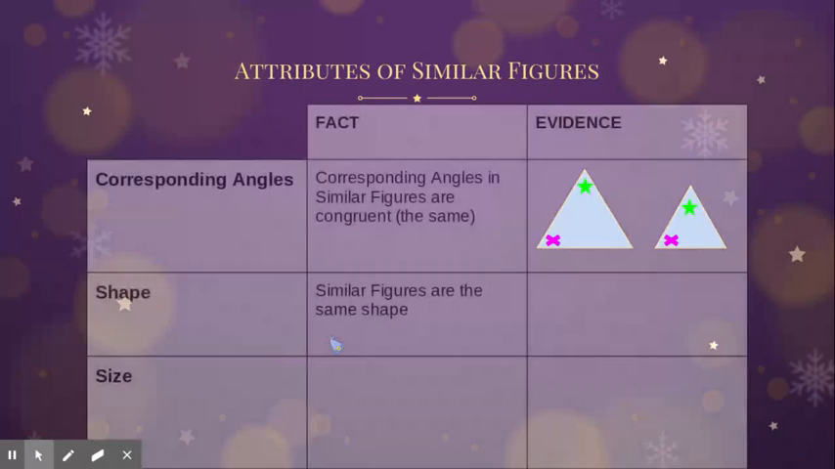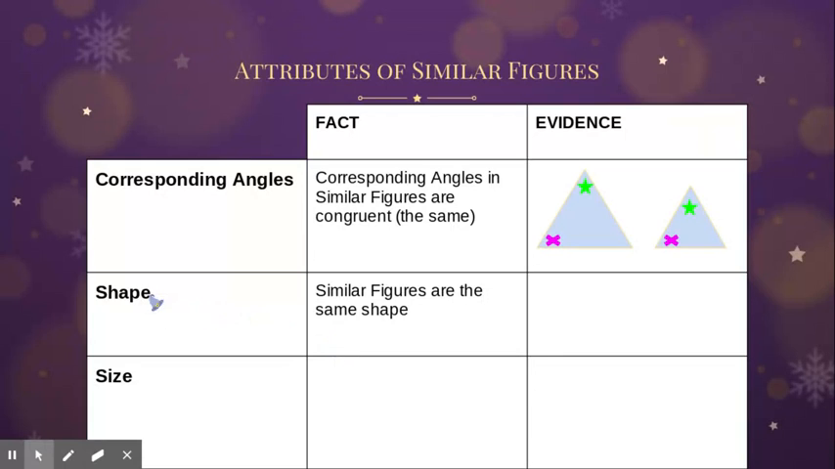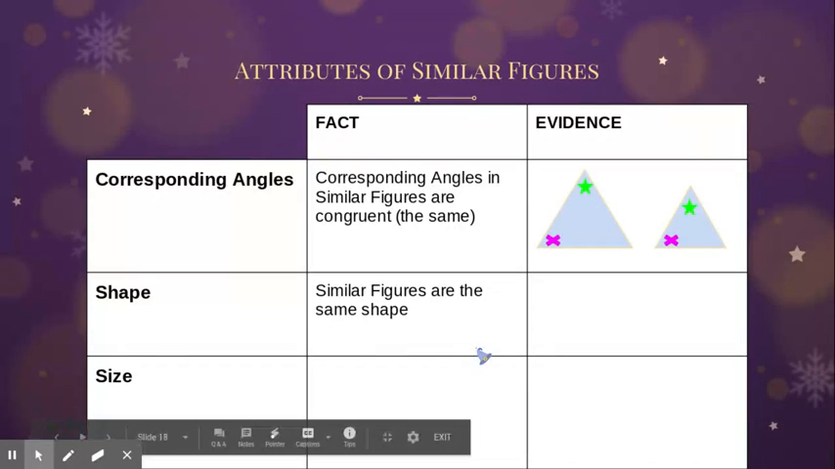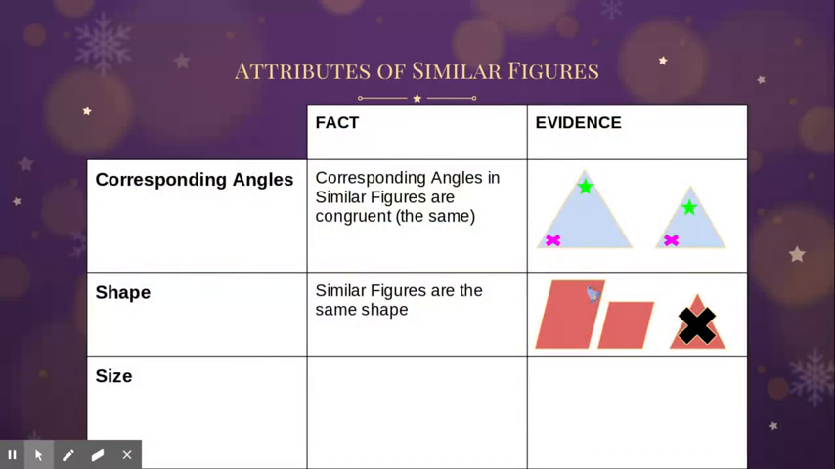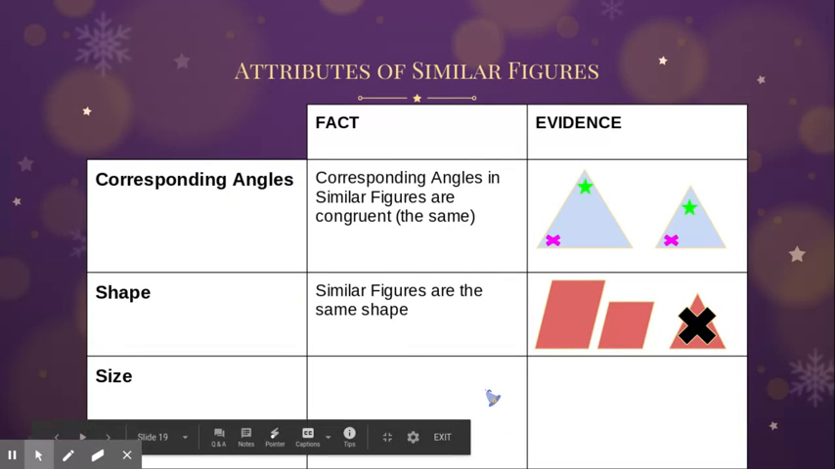And then if we're looking at our shapes, our fact is that similar figures are the same shape. So they have to be the same shape. They can't be different shapes. So like here, I have to have a triangle and a triangle. I couldn't have a triangle and a rectangle. So let's look at the evidence. See, look, there's a parallelogram and a parallelogram. They're the same shape but different sizes. That's okay. But I can't compare it to this triangle because they're not the same shape. So this parallelogram and this triangle are not the same. So I can't compare those two.